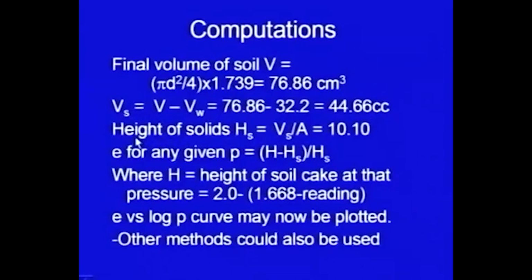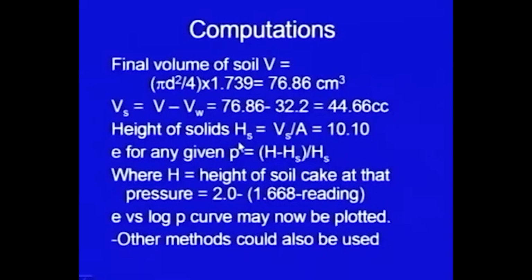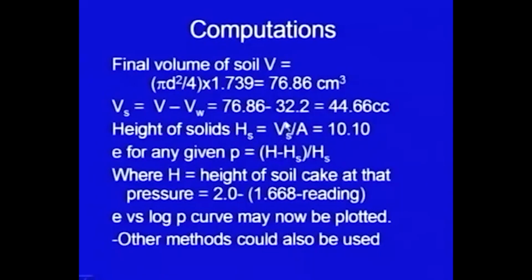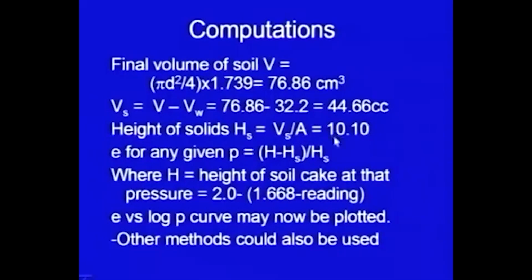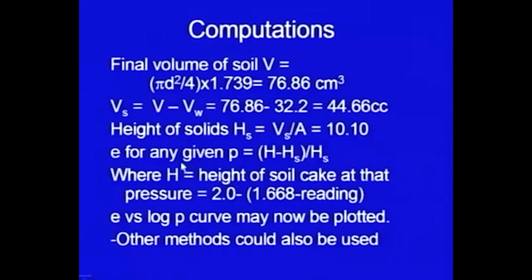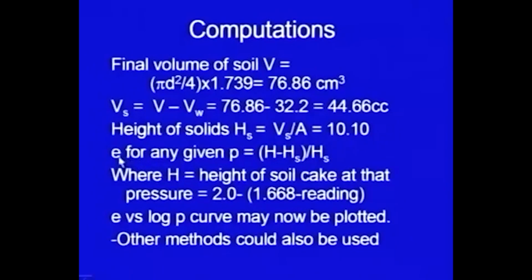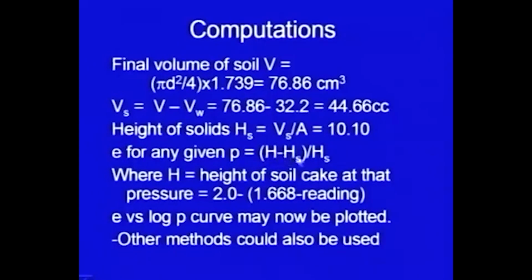You already know the definition of height of solids. Height of solids will be the volume of solids divided by the area of the ring, and it comes out to be 10.10 millimeter. Now, you can calculate the void ratio at any given pressure P, that will be (H minus Hs) upon Hs.